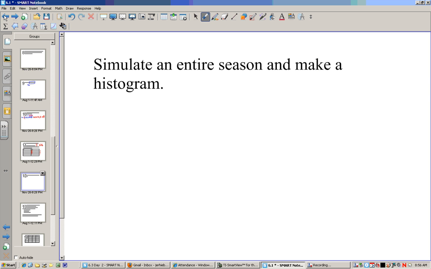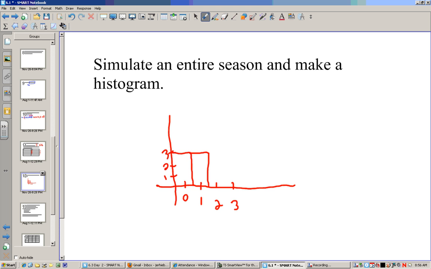So we could make a histogram out of that. It looks better if we have more data, but from this we could do 0 hits, 1 hit, 2 hits, and 3 hits. Our data would look something like this.